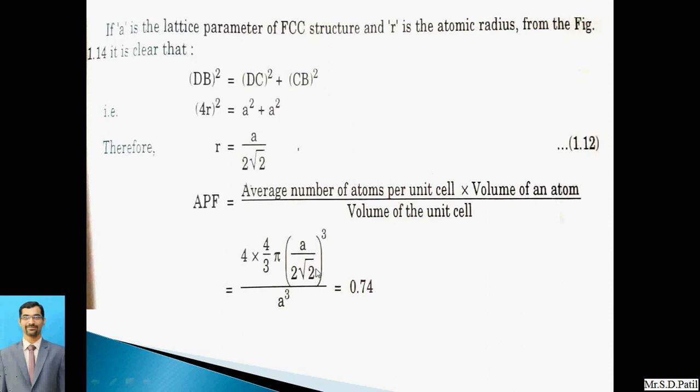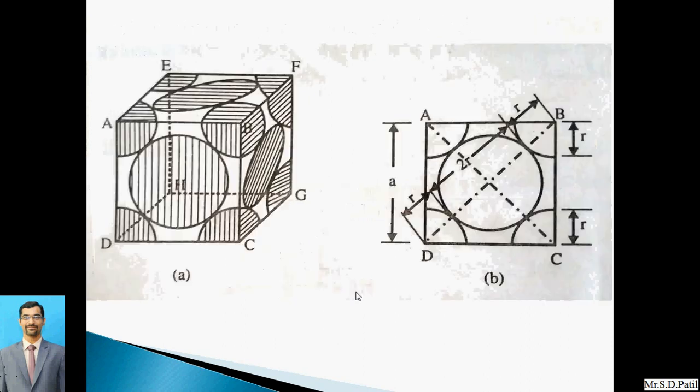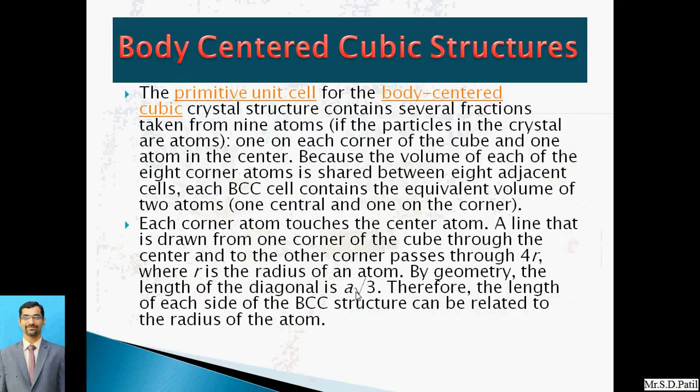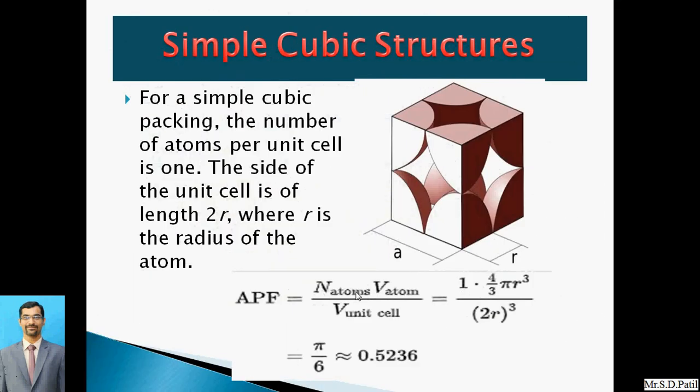After putting the value and simplifying these terms, you just need to take the calculator or the notebook and calculate this. That is, for the FCC, we are getting the value 0.74. Okay, so I think this particular structure has been cleared. Now again I will take a review of these terms. For the simple cubic structure, APF is 0.52.